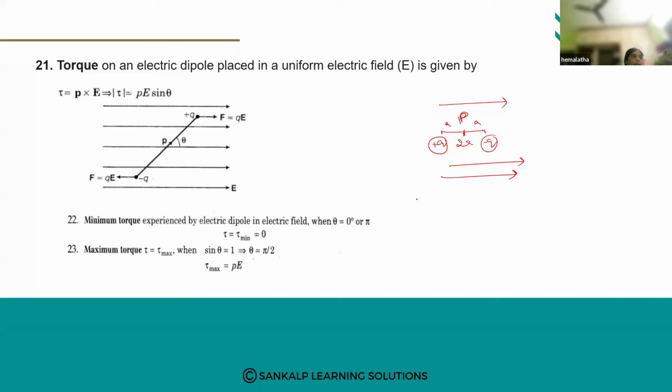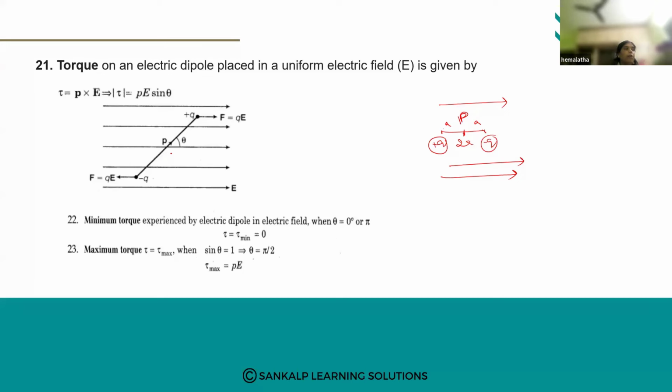Torque is a couple. You studied torque in the last class. Torque on an electric dipole placed in an electric field is given by, torque means that orientation, that is, how much strength that electric field has, so that it will change the direction of the dipole. That is known as the torque.